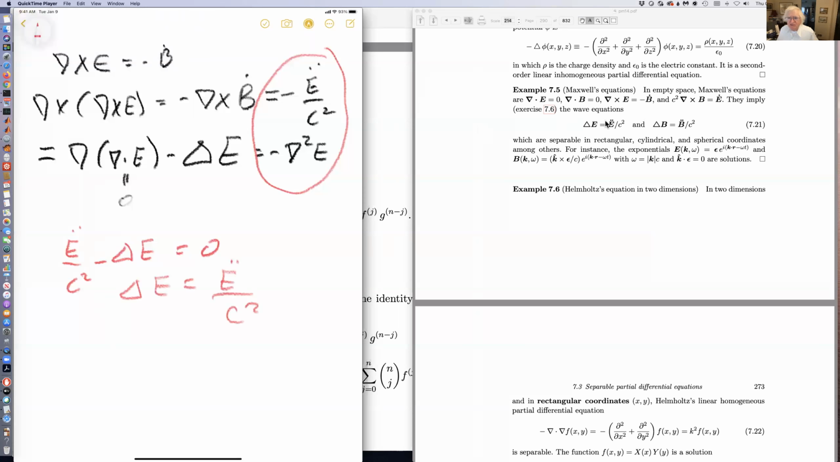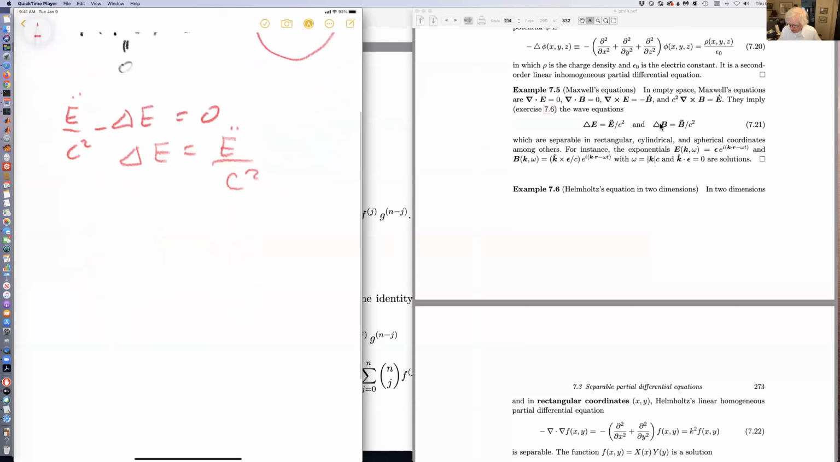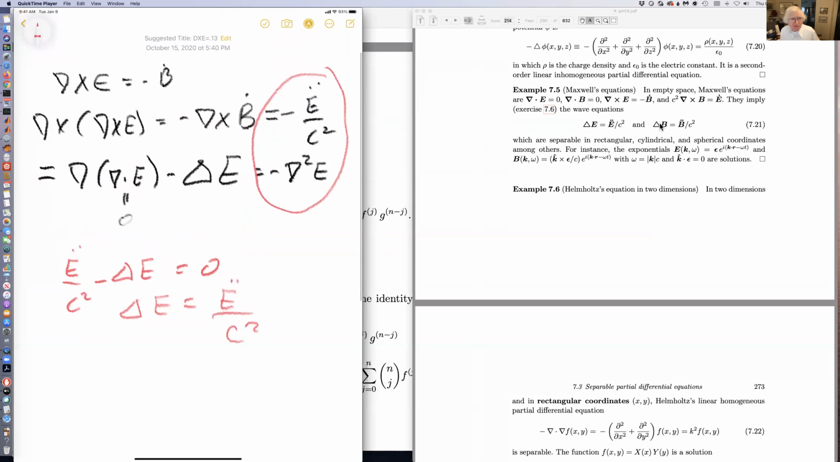Now, if you do the same thing, but interchange E and B, you wind up with the other equation. So do you guys want me to do that, or is that sort of obvious?